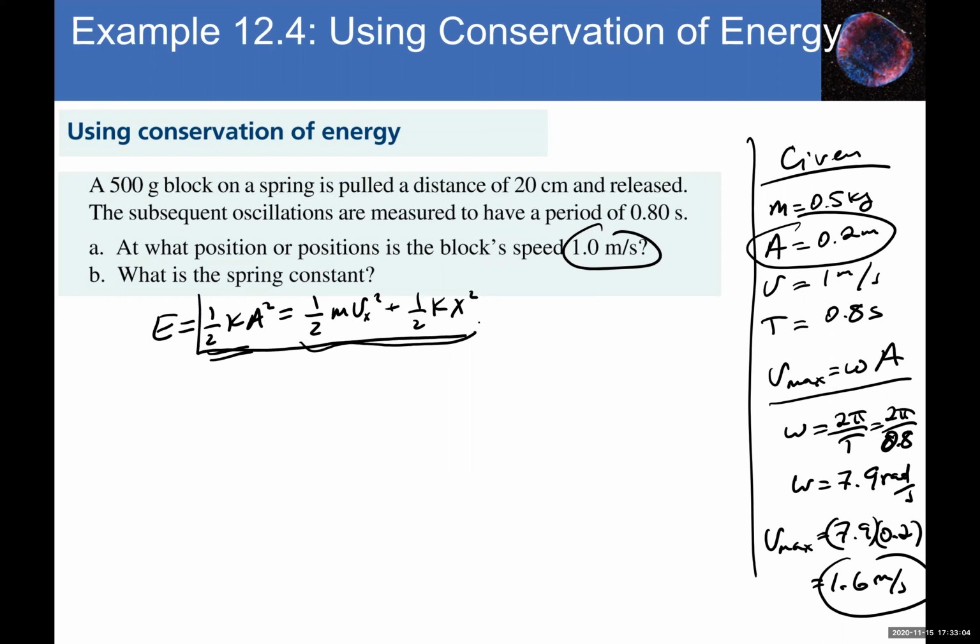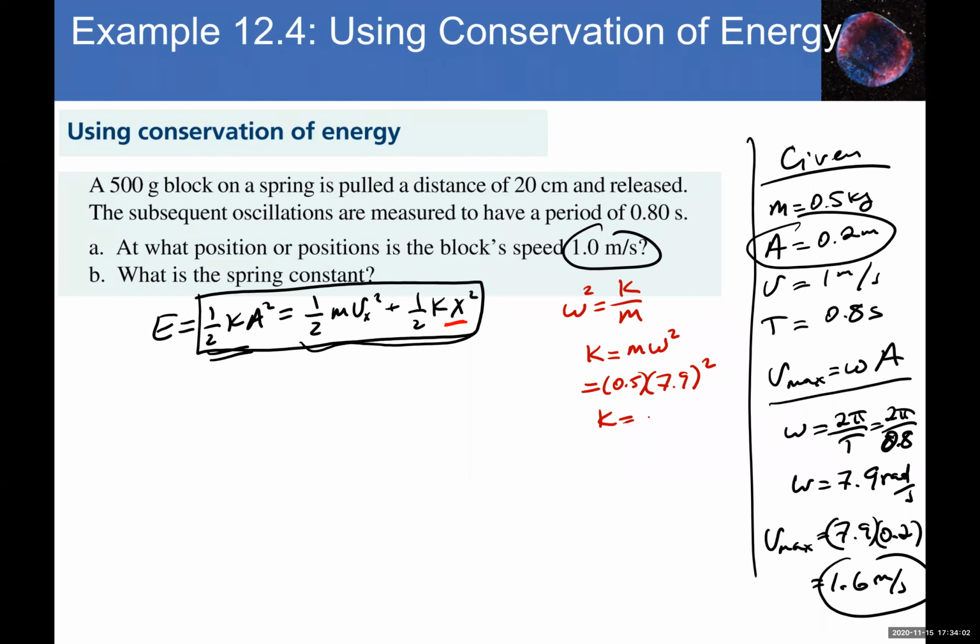What I need to find is this position x, directly from this equation. But I need the spring constant k, and I can find it because I know that omega squared equals k over m. I already have the mass, and I have omega, so I can find it from there. So k equals m times omega squared. So it's equal to 0.5 times 7.9 squared.